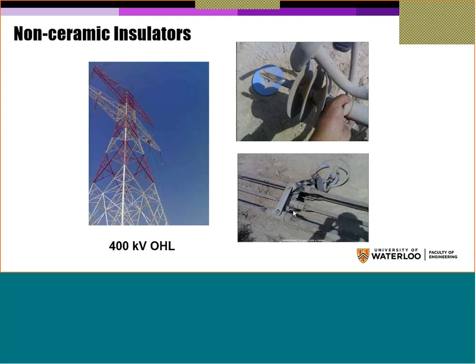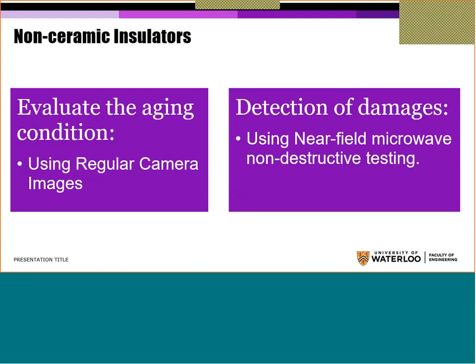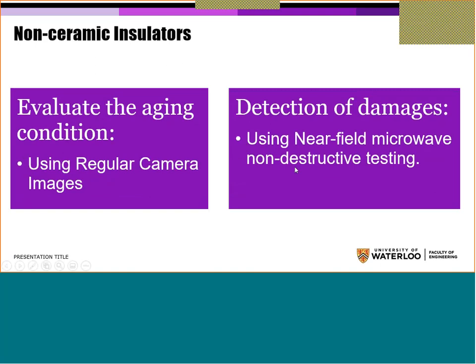What are the consequences of this? So for the non-ceramic insulator, we'll talk about 2 things again. We will talk about evaluating the aging condition of the insulators, because as I said, rubber is susceptible to aging. So how we quantify this aging, we'll talk about it. And then detection of damages.